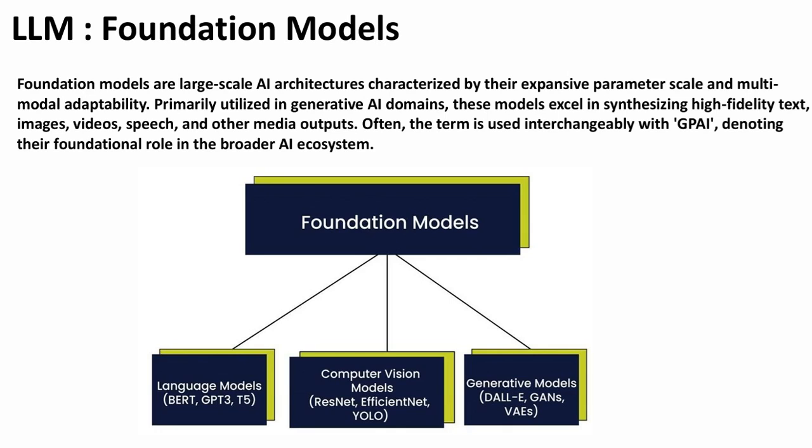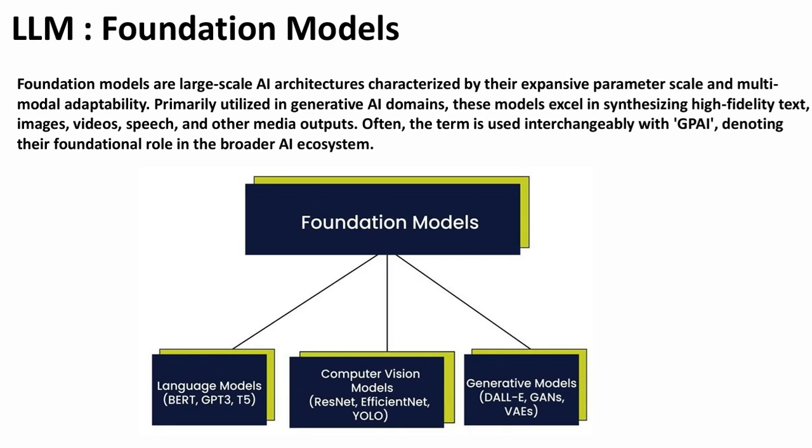Then you have computer vision models. Their whole purpose is processing visual stuff, images, videos. They do things like image classification, so telling you what's in a picture, object detection, finding where things are in a picture, and image segmentation, like outlining specific objects. Models like ResNet, EfficientNet, YOLO. These are workhorses in computer vision, each with its own strengths in accuracy or speed.